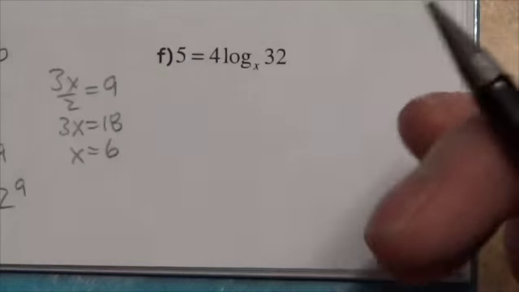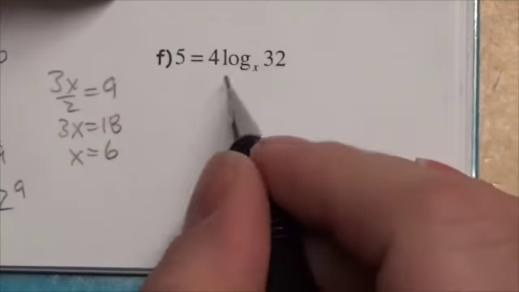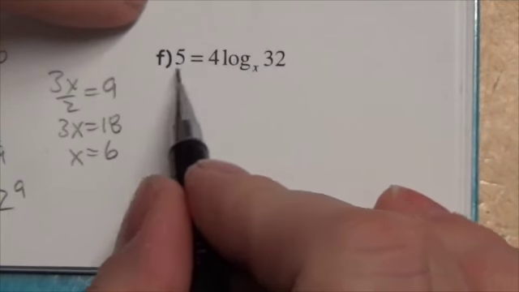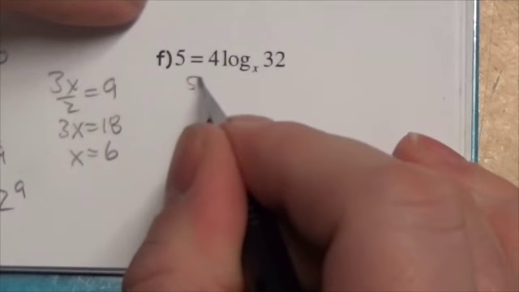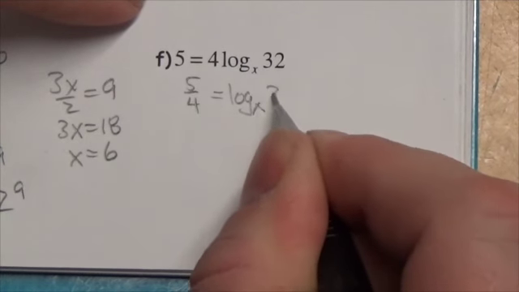In any case here, I still got to get x by itself. I got to isolate it. I got to take it out of that logarithm here. Now, before I can convert forms, I really got to isolate the logarithm. So this has got to become 5/4 is equal to the log base x of 32.